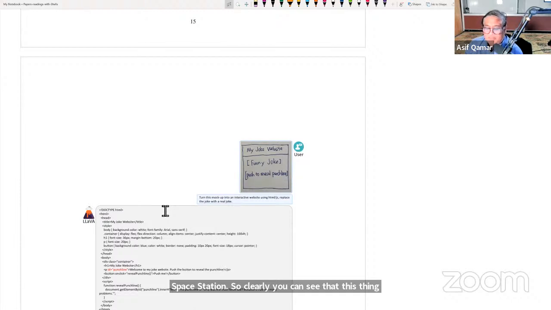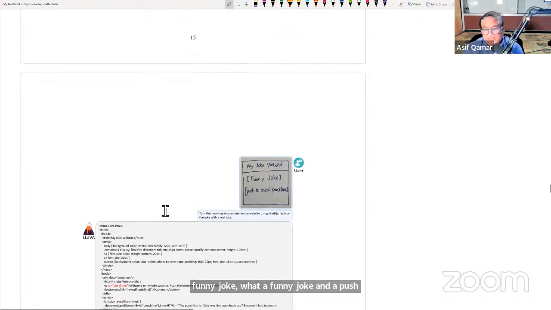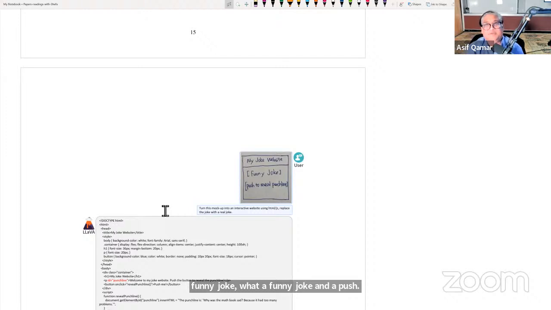You give it a picture. And by the way, I found this to be quite interesting that you can do that. You give it a picture, my joke website, and you say, funny joke, put a funny joke and a push to reveal punchline. And then you give it the instruction, the user says, turn this mock-up into an interactive website using HTML and JavaScript, replace the joke with a real joke.